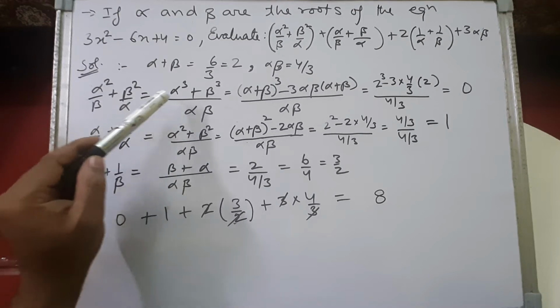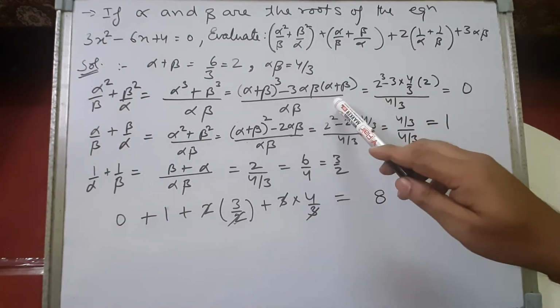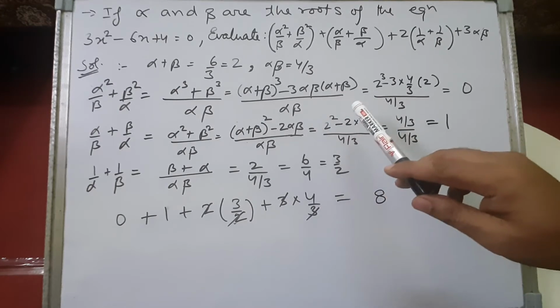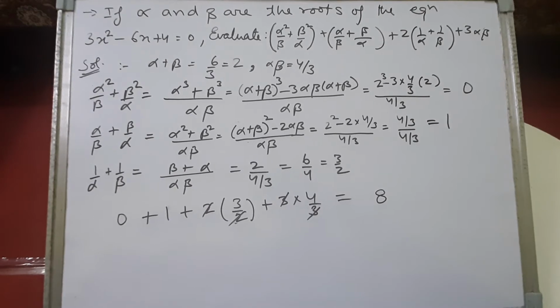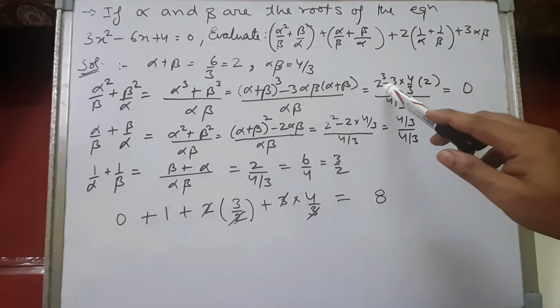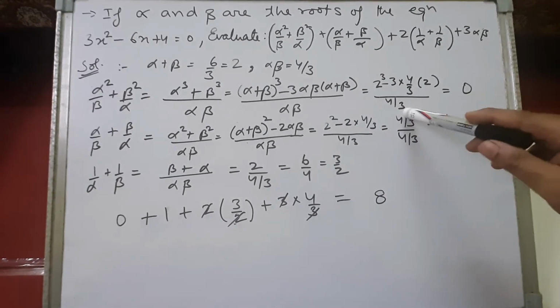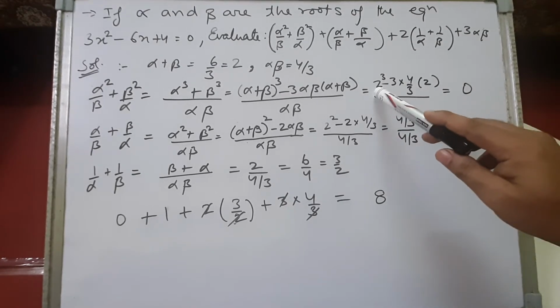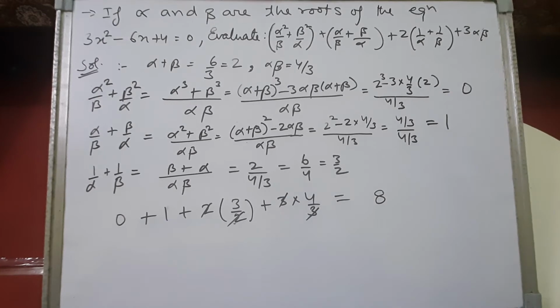Alpha cube plus beta cube can be represented in alpha plus beta form, sum and product. It will be (alpha plus beta) the whole cube minus 3 alpha beta (alpha plus beta), upon alpha beta. So substitute the values of alpha plus beta and alpha beta. When we put alpha plus beta as 2, it will become 2 cube minus 3 into 4 by 3 into 2, upon 4 by 3. This will be 8. 3 and 3 cancel, 4 to the 8. 8 minus 8 will be 0.